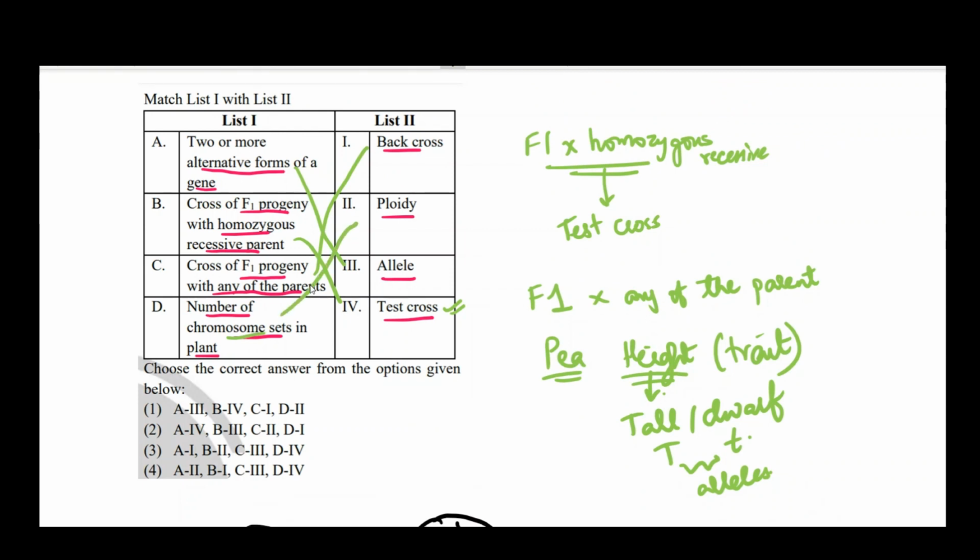So test cross is when F1 is crossed with homozygous recessive. Backcross is when F1 is crossed with any of the parents. Alleles are alternative forms of a gene, and ploidy is the number of chromosome sets in a plant. So the correct option is option 1, A3, B4, C1, and D2.